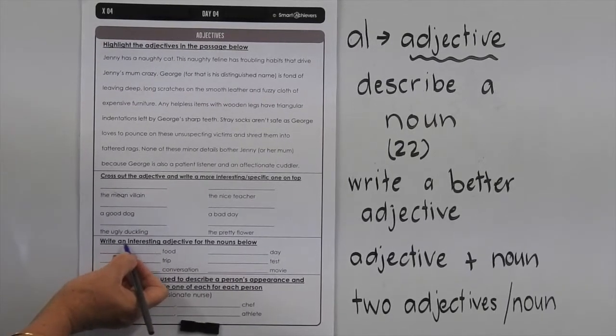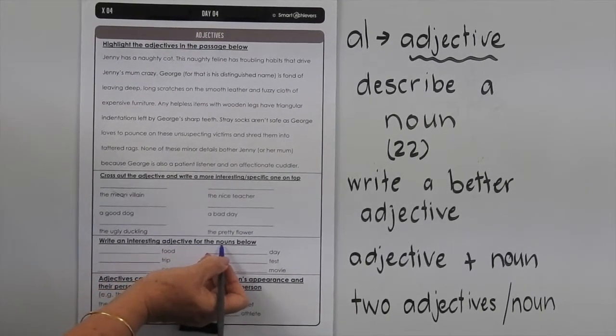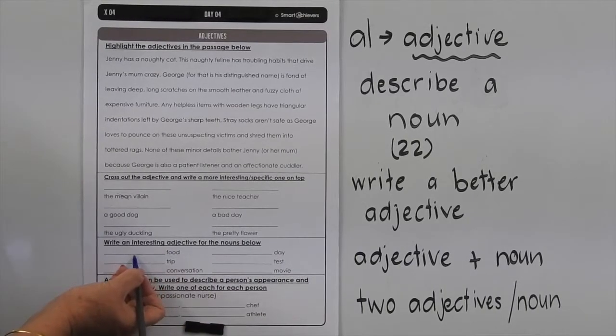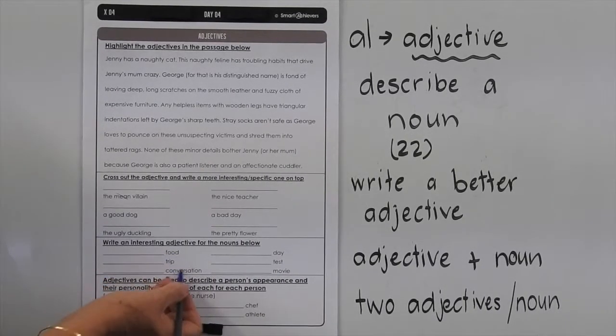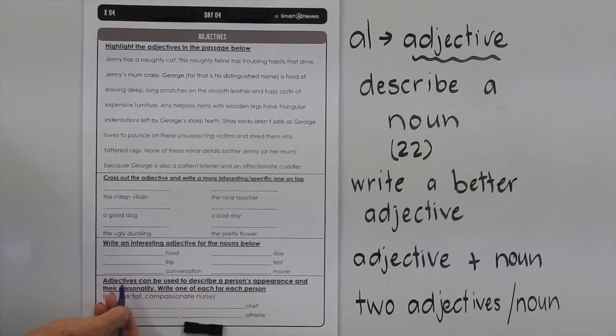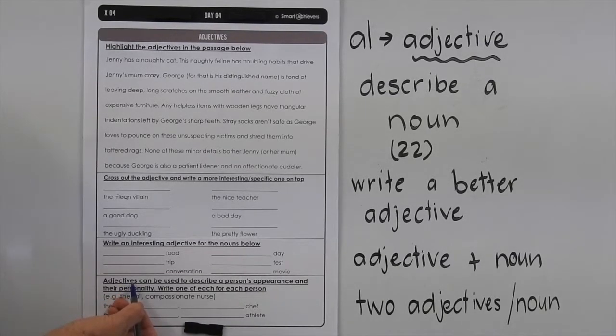Down here we want you to write an interesting adjective for the nouns below. So we want you to add the adjective to each of these nouns, and then down here we're going to push you to use 2 adjectives for 1 noun, which makes your writing really interesting if you can do that when you have to write a narrative or a persuasive text.